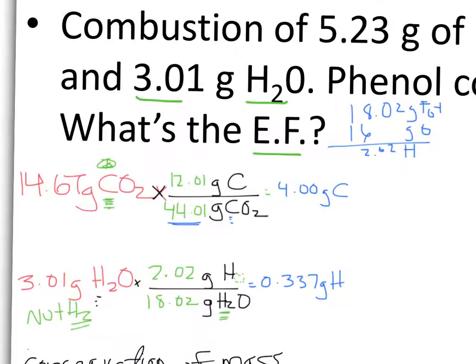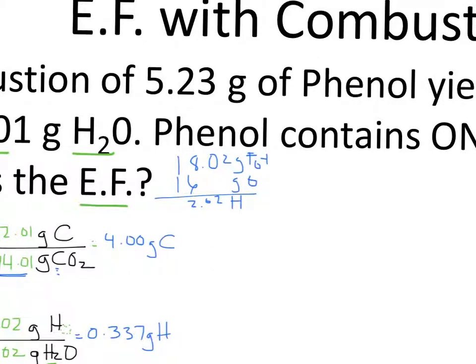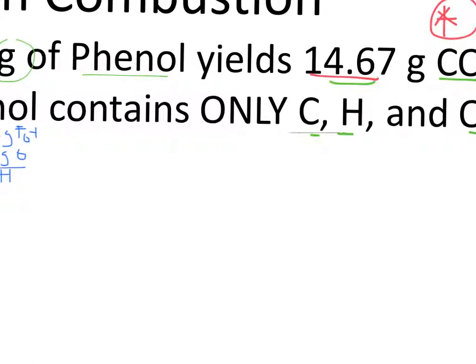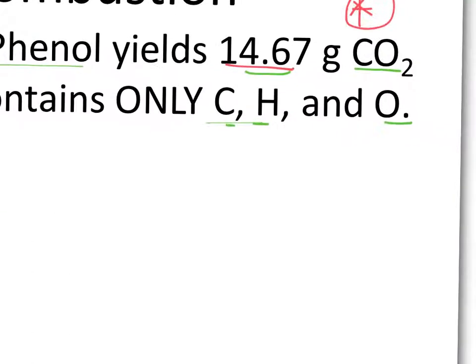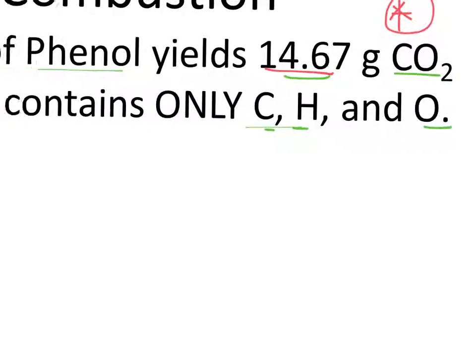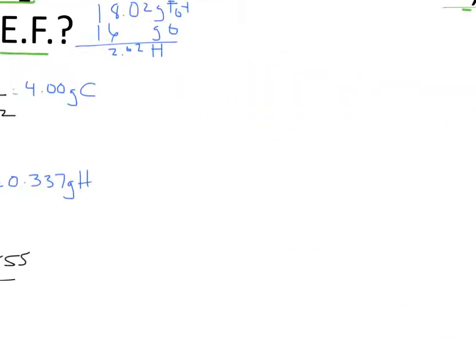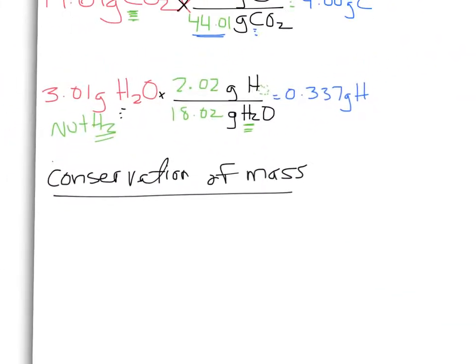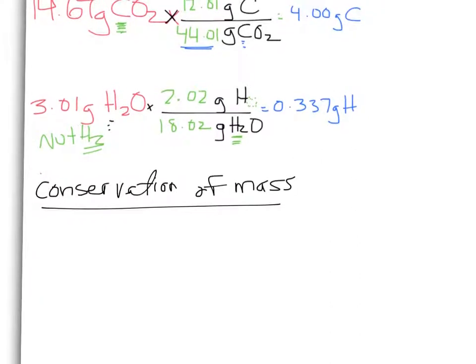Well, it told me up here that I started with 5.23 grams of phenol, and phenol only contains carbon, hydrogen, and it also says oxygen. Well, think about that for just a second. If I know how much carbon and hydrogen I have in the end, shouldn't I be able to determine how much I had in the beginning? I know how much I started with.